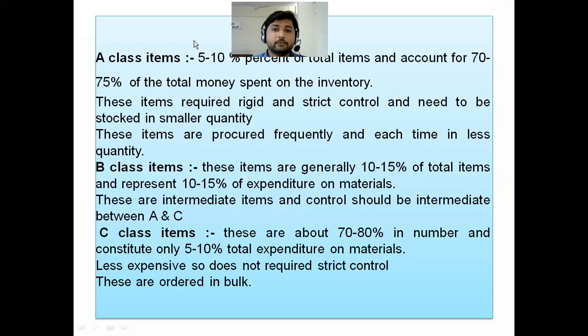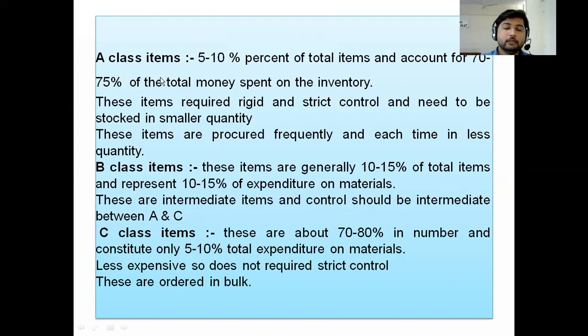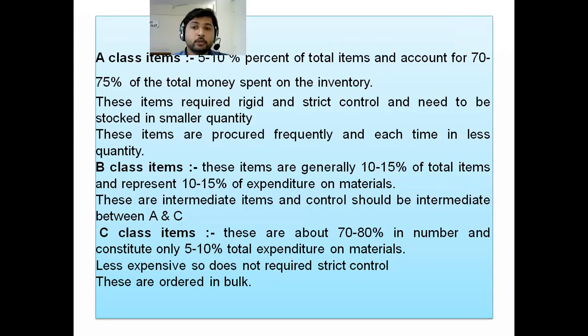Now this classification is done on the basis of expenditure on the particular products. A class items are those which are 5 to 10% of the total items. Out of all the items, 5 to 10% are to be considered A class, because 70 to 75% of the money spending, or expenditure, is done on these items. Now these items require rigid and strict control. Because more expenditure is on these particular items, you require strict control over the inventory of these items.